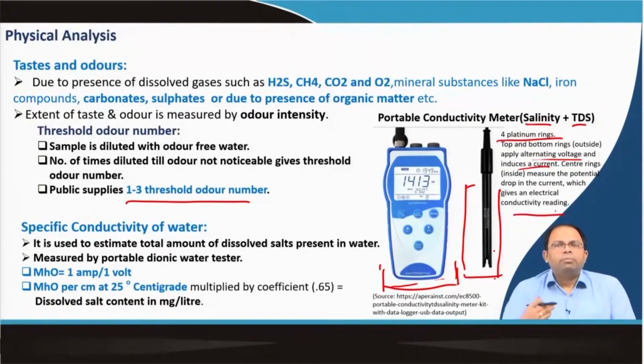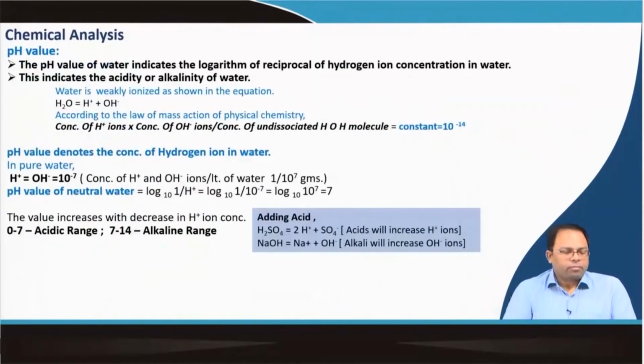So, that is how we measure conductivity of a sample, and the presence of salt can be computed from that, and this actually represents the salinity and also TDS. This could be determined from this one. Once physical analysis is done, then we also need to conduct some chemical analysis.